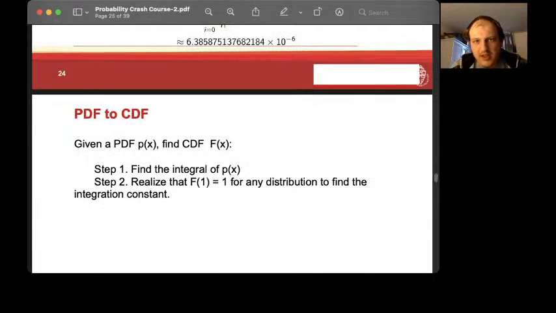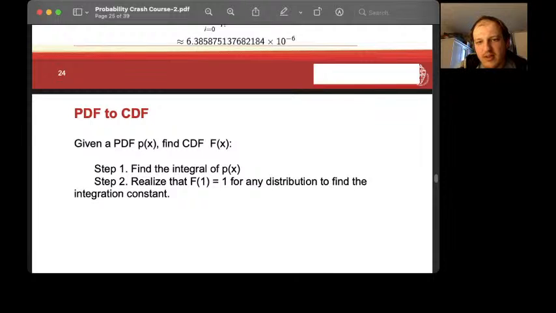Okay, and the final topic of the third lecture was how to convert from the probability density function to a cumulative density function. That's actually quite an easy process, and there's not much probability theory, because you just find the integral of the probability density function to get the cumulative density function. It's not much more than that.